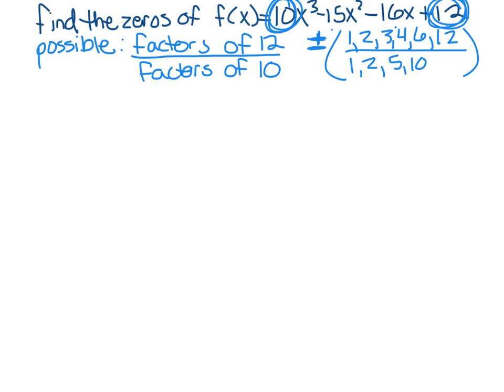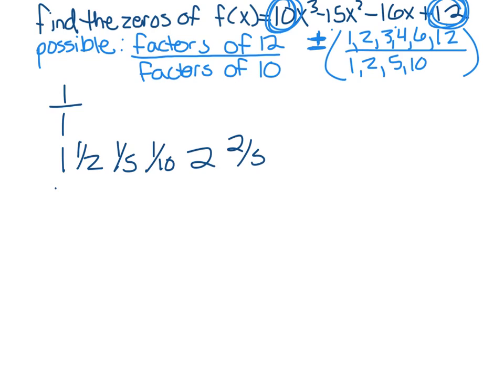So let's write them all down. We got 1 over 1, which is 1. We've got 1/2. We've got 1/5. We've got 1/10. We've got 2 over 1. 2 halves, which equals 1, and we already wrote that down. 2/5. 2/10, which is 1/5, and we already wrote that down. We've got 3 over 1. 3 halves. 3/5. 3/10. We've got 4 over 1. 4 over 2 is 2.